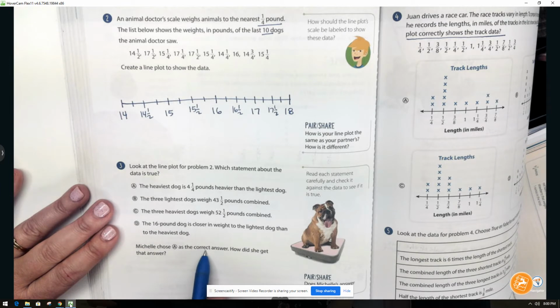Michelle chose A as the correct answer. If Michelle's correct, show me how she got that answer. If she's incorrect, tell me what you think Michelle may have done wrong.